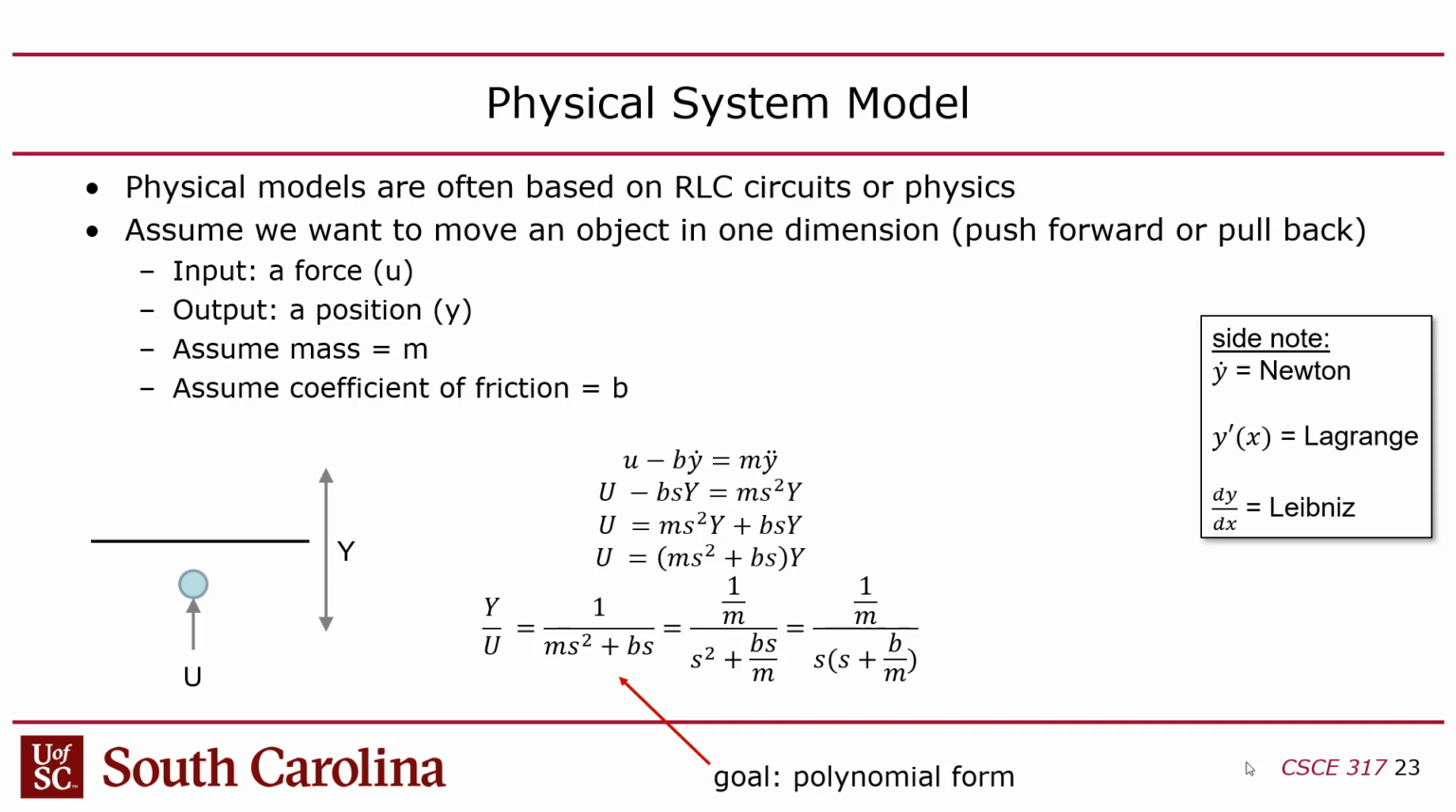Minus b y dot. b is the friction coefficient, and y dot is how fast that coin is moving, so that's going to resist. The robot puts in u, and the friction is going to resist the robot. That's why I subtract this friction force. Then I set this equal to m y double dot, because that's just the overall force experienced by the coin. When I add up all the contributing forces, it should equal the overall force, right?